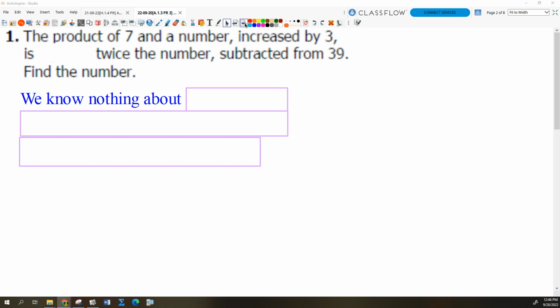So the first thing is you've got to read the question more than once. Read it once to get an overall feel, and then read it again for detail. The product of 7 and a number increased by 3 is twice the number subtracted from 39. Find the number. That's a lot of math words. That sounds confusing, so you definitely have to go back and take it piece by piece. We're going to dissect this in detail in a second.